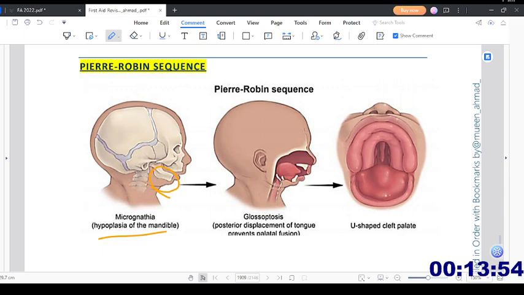Let me change the color of that because only red is, like, my favorite color and it's more evident in the images. So glossoptosis, posterior displacement of the tongue, prevents the palatal fusion. So you can see that.